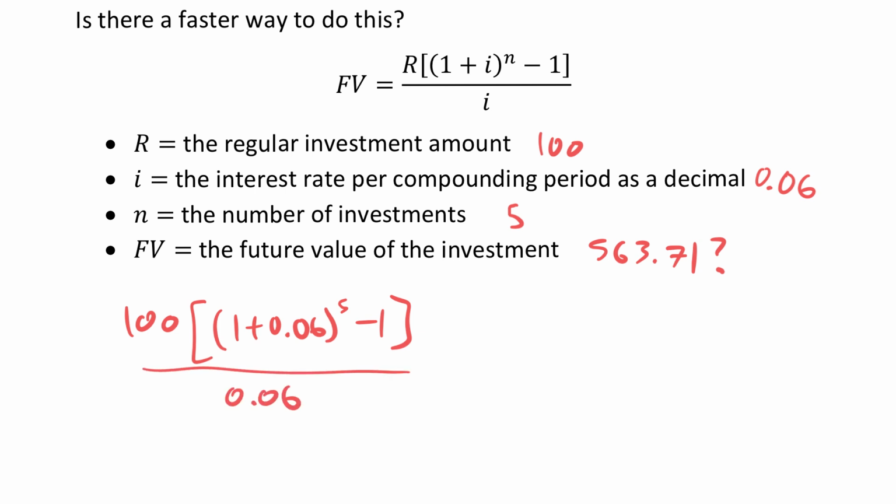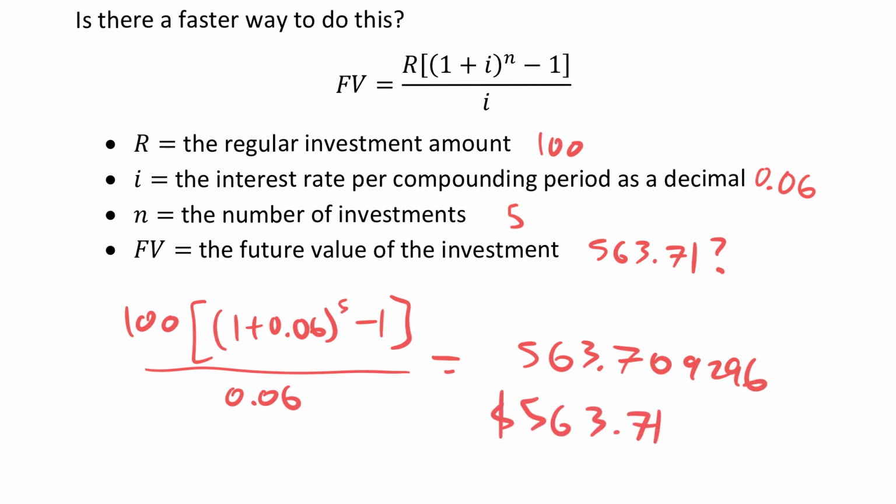0.06. Now we want to be really careful as we type this in on our calculator, keeping all the proper brackets involved. And if you do that, you should get a really nice number. So I encourage you, go ahead and pause the video, type it in, and see what your calculator gives you. If you typed it in correctly, you should get 563.709296, which rounds to 563.71. All right, we got ourselves the same answer as before.